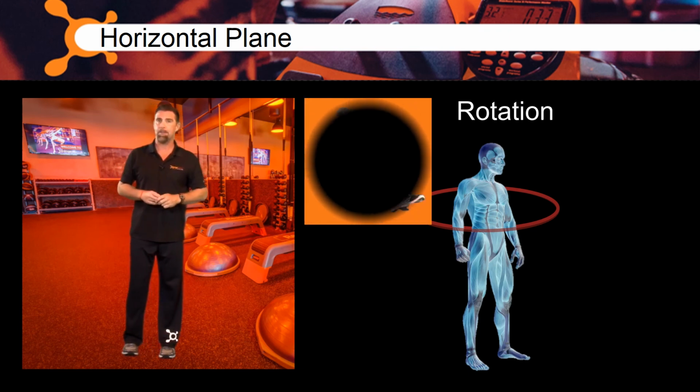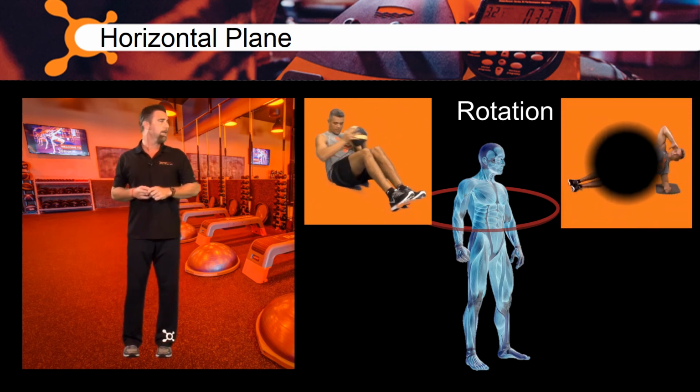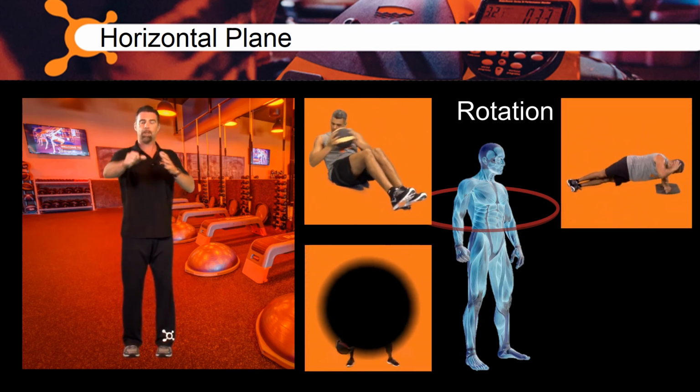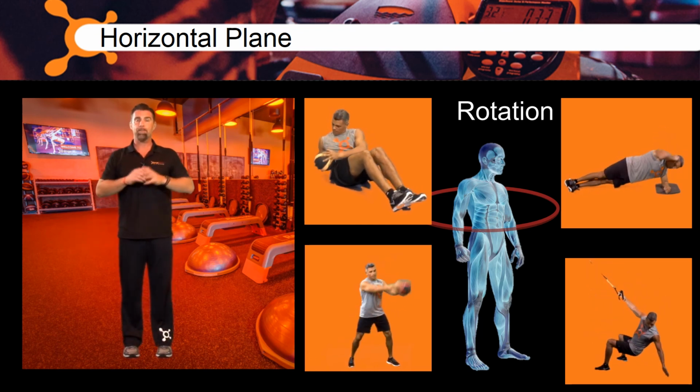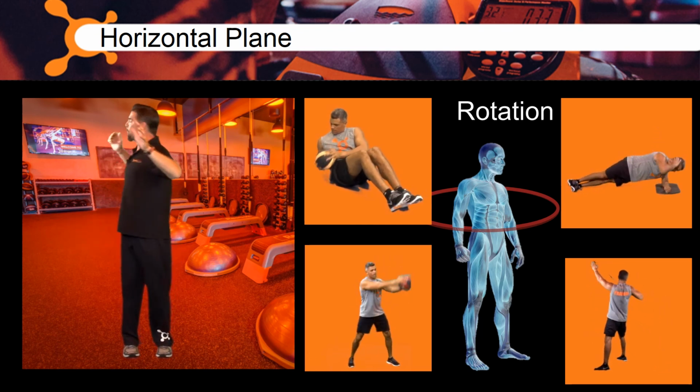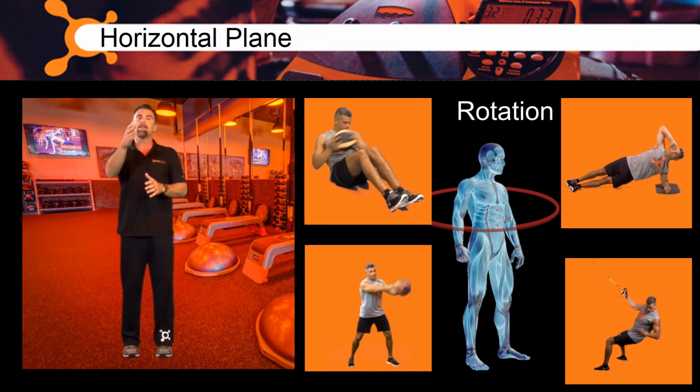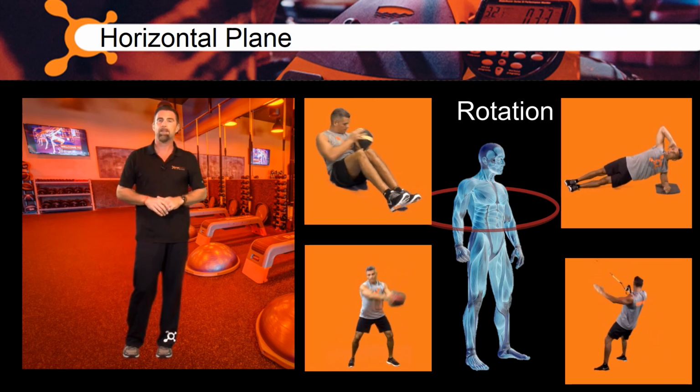Sample movement patterns: rotating the cervical spine, rotating the shoulder, rotating the trunk in a push-up position, rotating out of your plank. These are considered horizontal plane movements.